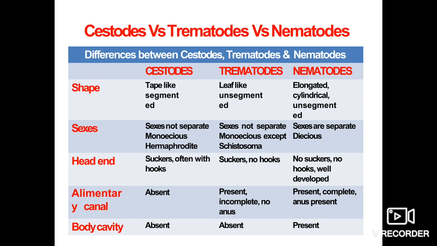Cestodes are tape-like, that's why they are commonly called tapeworms, and trematodes are leaf-like, unsegmented, and nematodes are elongated, cylindrical, unsegmented. The second most important difference is the shape of the head end. In cestodes, suckers are present, often with hooks. In trematodes, suckers are present, but no hooks. And in nematodes, no suckers, no hooks, but the head is well developed. So these are the main differences between all three groups.